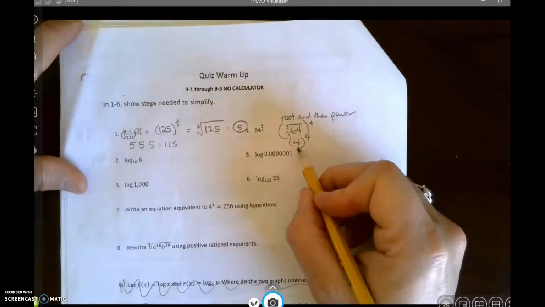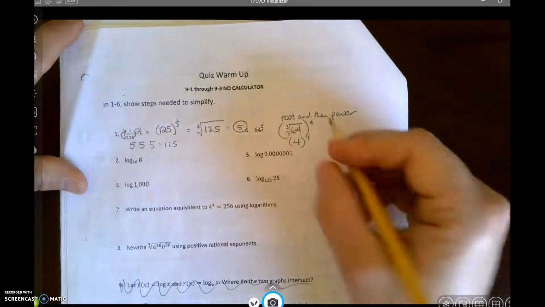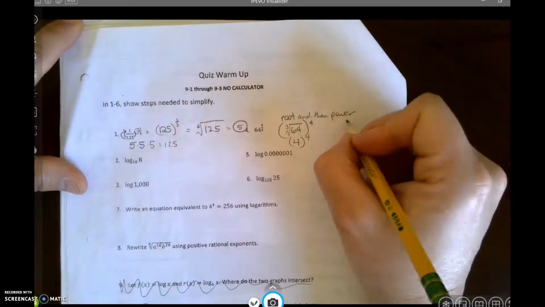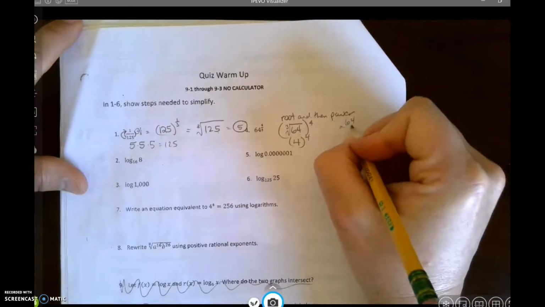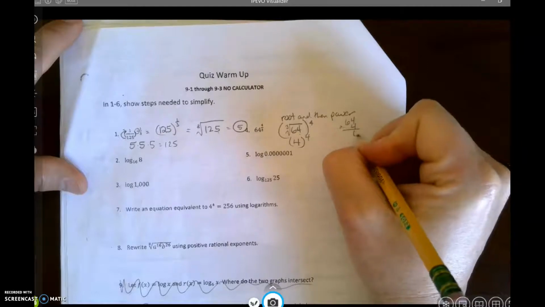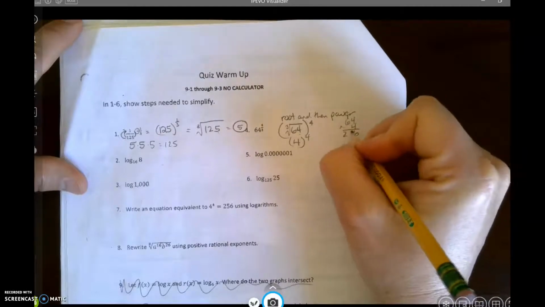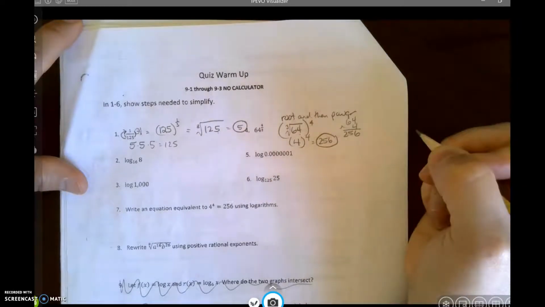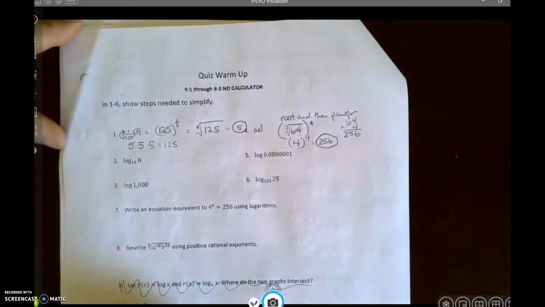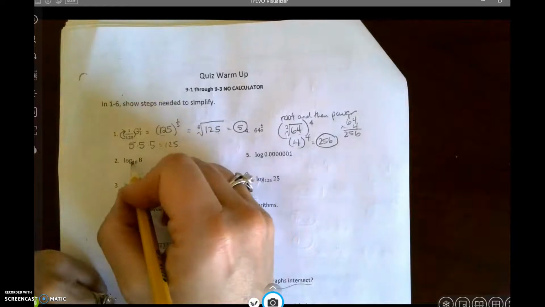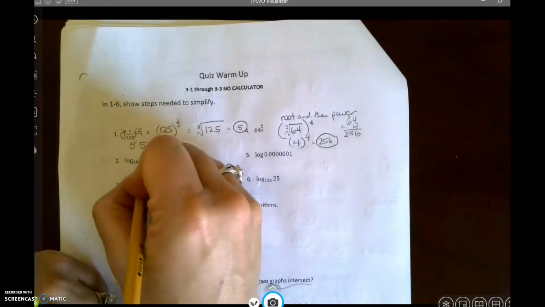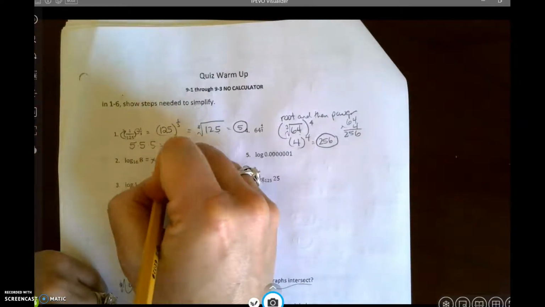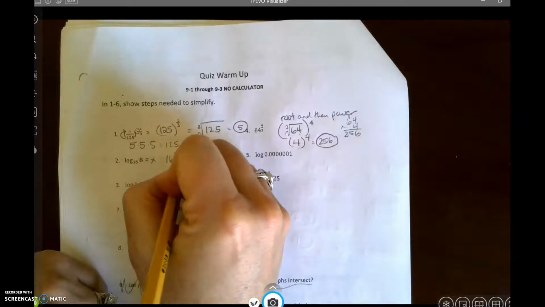Well, I already know that 4 to the 3rd is 64, so 4 to the 4th would be 64 times another 4. 16, carry the 1, so that's 256. Right, number 2. Log base 16 of 8 equals x. So we have 16 to the x equals 8.